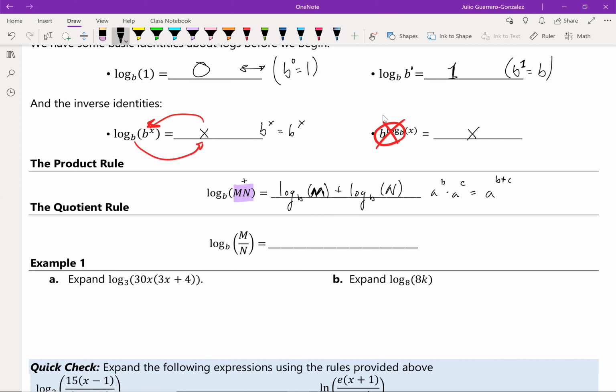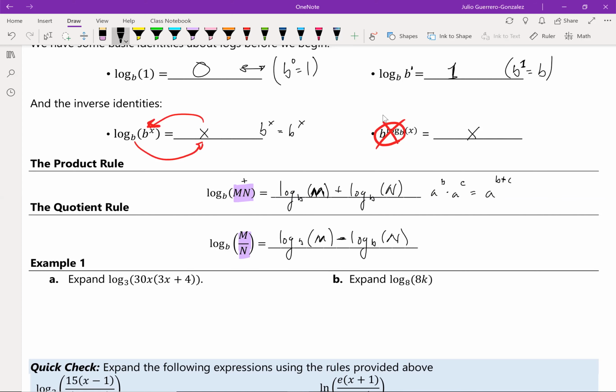For the subtraction one, this will turn into log base b of m minus log base b of n. If you want to take two things, divide them, then take the logarithm, it's equivalent to subtracting them separately under the logarithm. Got it? Got it. Okay, so using some of the rules.